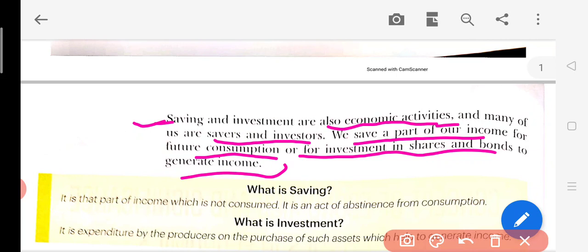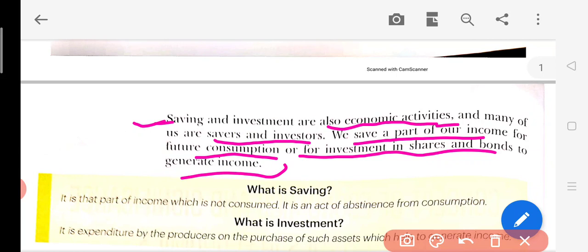Why do we keep our money in banks? Many people do like that. So what is the reason behind it? Actually, when you do that, your money is actually invested, because the bank is not going to keep your money with itself. The bank is going to lend out that money in the form of loans to borrowers. Whoever needs money, the bank lends that money to him or to any kind of company, and on that money they will be charging some kind of interest, which will be their income. So saving and investment are also economic activity.